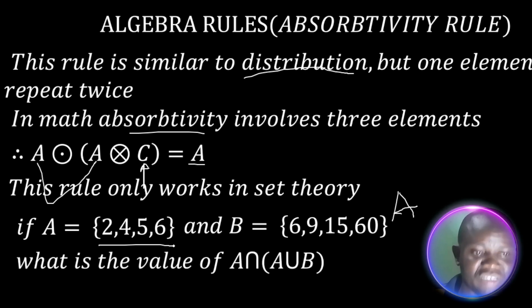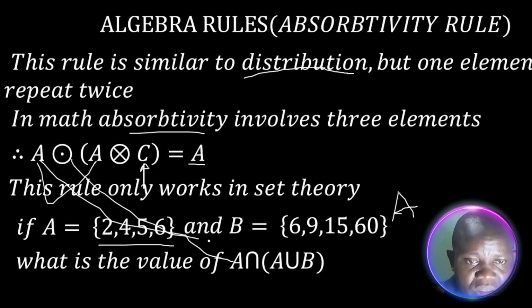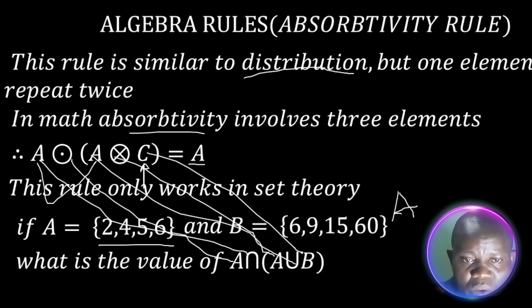Now, they say, what is the value of A intersect, open bracket, A union B? That is to say, if we compare these two things, this is our A, this is our intersection, this is our another A, this is our union, and this is our B. Are you getting it?